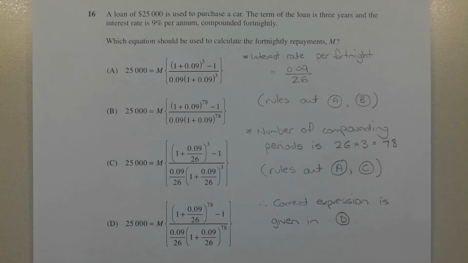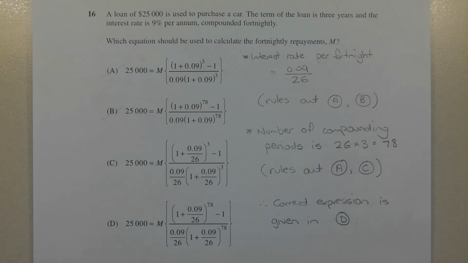Now 9% in decimal is 0.09, and the reason why I'm converting it into decimal is because in all 4 responses the interest rate is quoted as a decimal, not as a percentage. Now there are 26 fortnights in a year or per annum, so the interest rate per fortnight is given by 0.09 over 26. Now that rules out options A and B, since the interest rate used in the formula is 0.09 or 9%, not 9% over 26. So immediately we can put a cross through these 2 options.